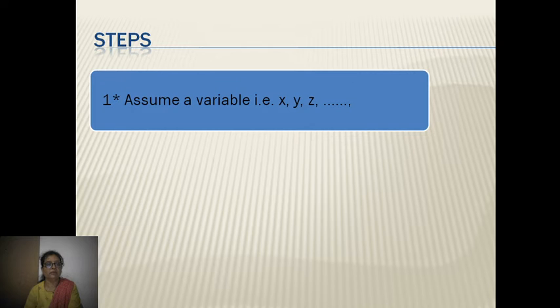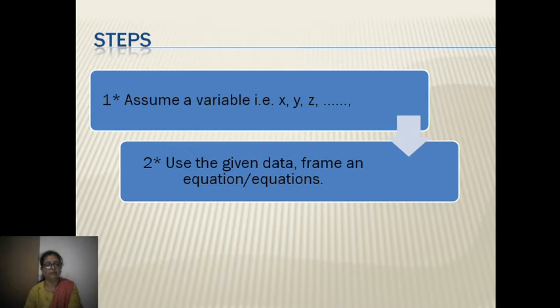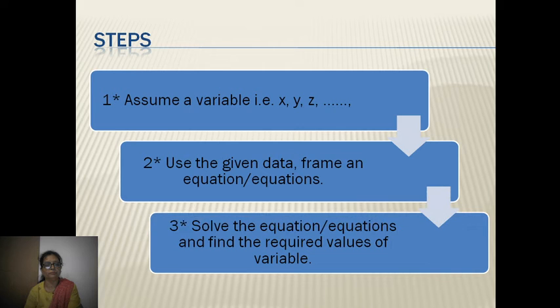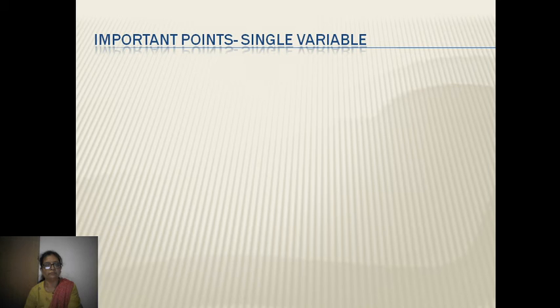Steps for solving the simple equation. First step, assume a variable, small letters x, y, z and so on. Second step, use the given data and frame an equation. Third step, solve the equation and find the required value of the variable.